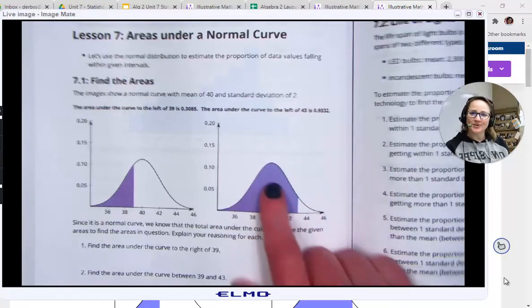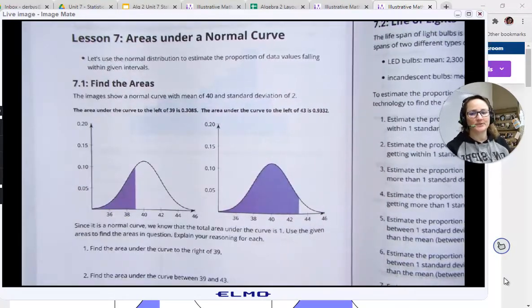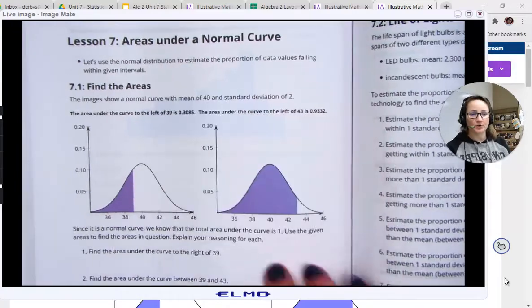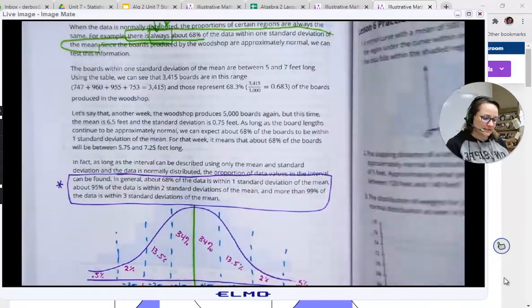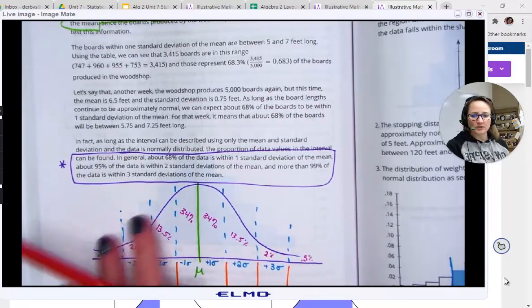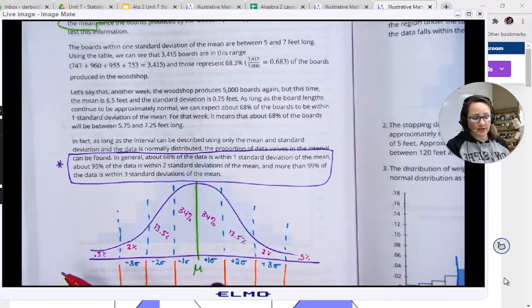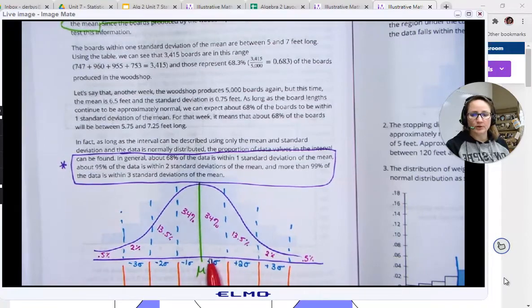Hey, let's get ready for Unit 7, Lesson 7. We're moving through and looking at areas under a normal curve. Now, I just want to bring you back to the idea that we ended on with Lesson 6. You should have this drawn at the bottom of your Lesson 6 summary. This is a really important idea, our empirical rule.